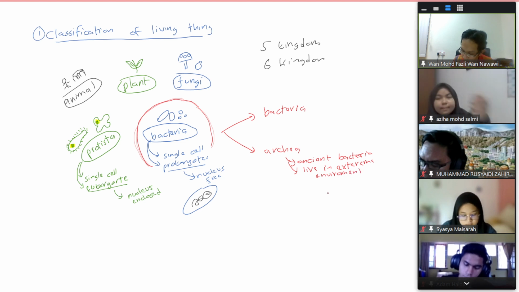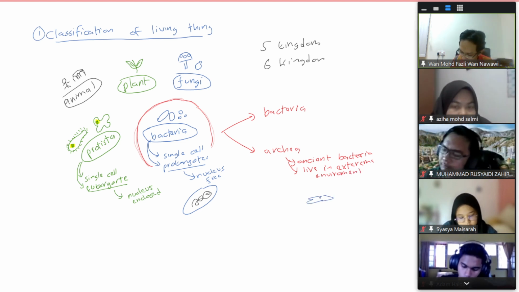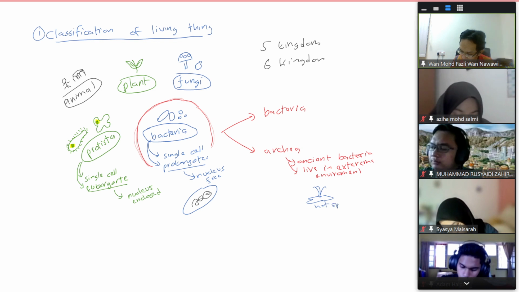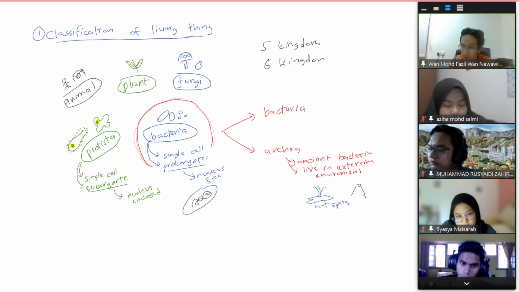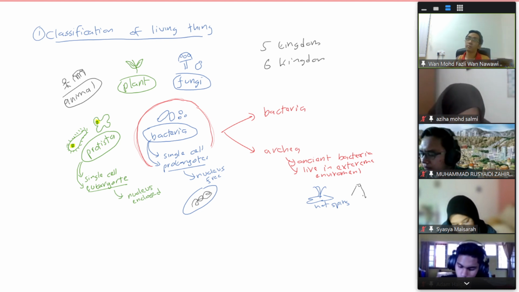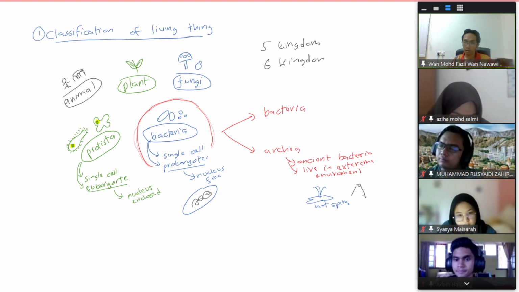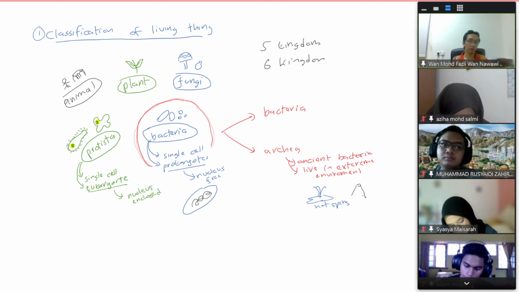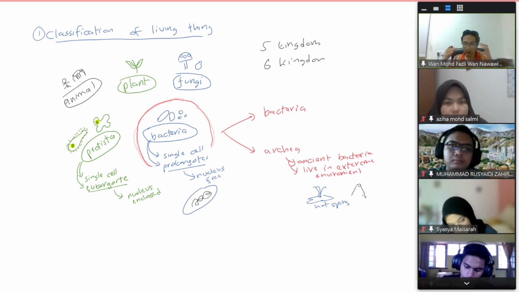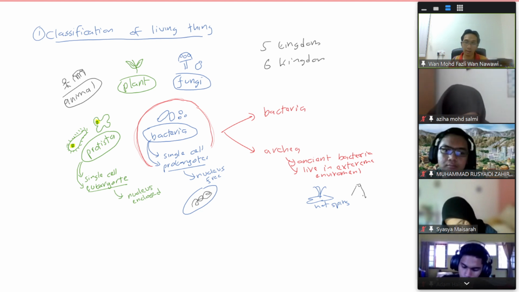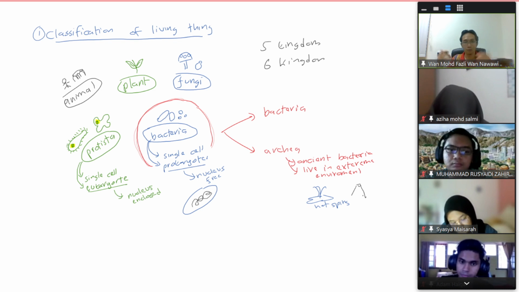For example, the hot spring and the volcano. So let me draw. When I draw like this, at the same time I slow down my talking. If I have slides, I will talk very fast. So when I draw and write something, for those of you who want me to slow down my tone a little bit, this is one way for me to prevent myself from going very fast.